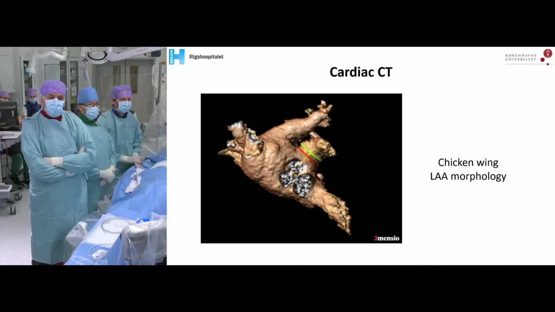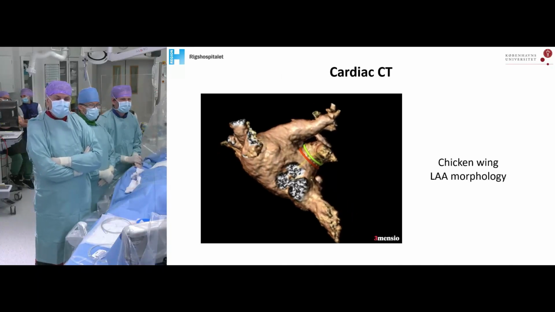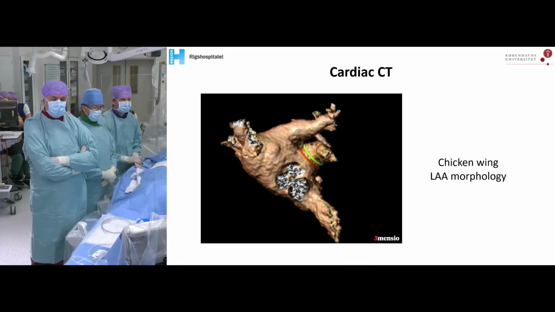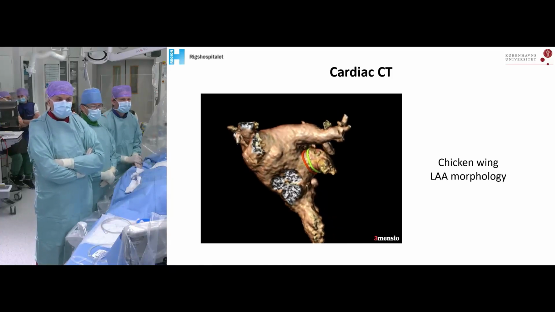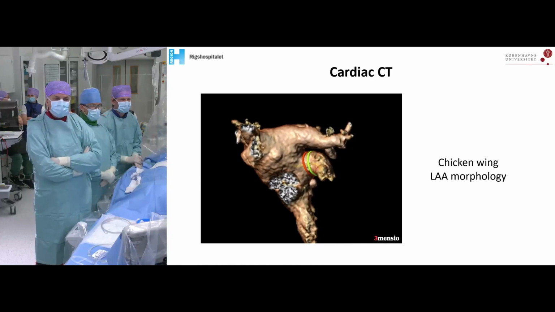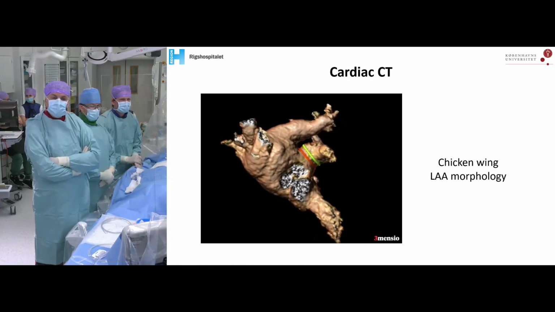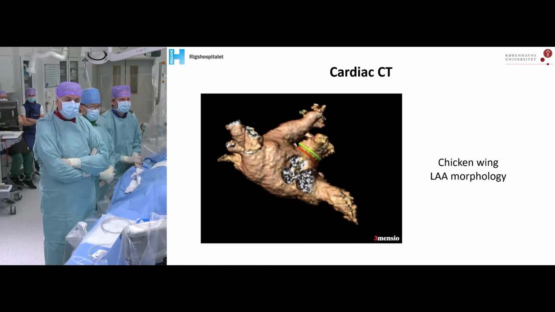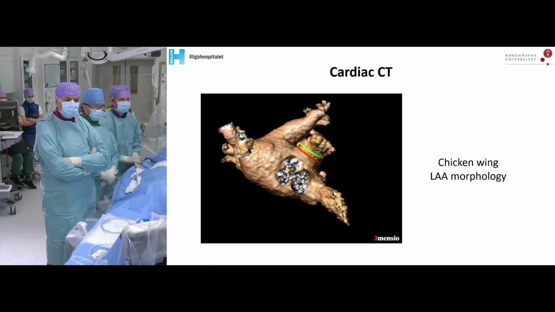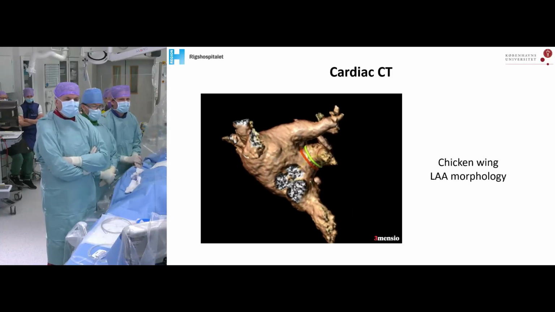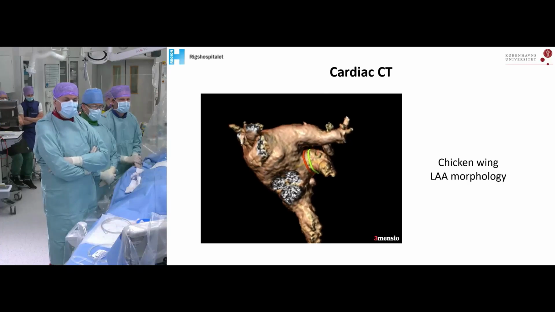Next slide. We did, as for all our cases coming forward for left atrial appendage closure, a CT scan, and we use it quite extensively to plan this procedure. And here you first of all can see it's a chicken wing anatomy of the appendage. Next slide.